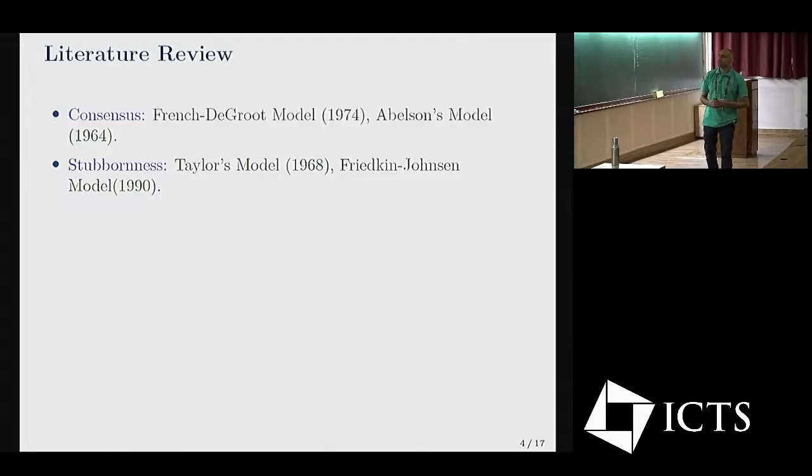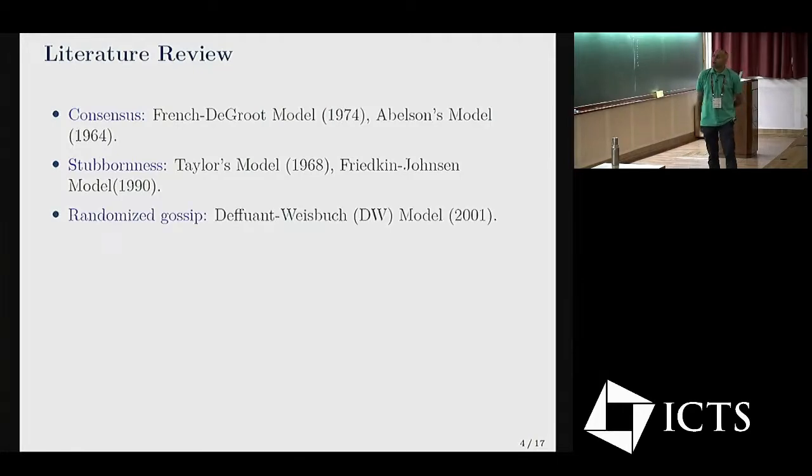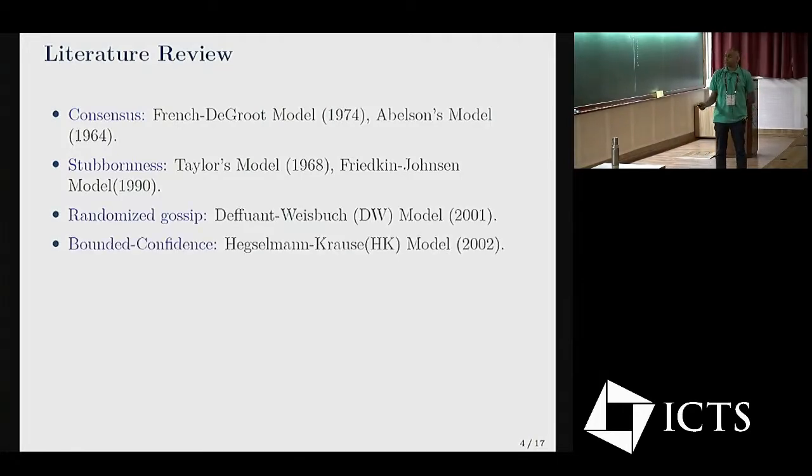But later people observed that, okay, fine, maybe people are not always seeking to achieve consensus. There is also some stubbornness that is displayed, and that could then be modeled in these models. Yes, there are many different variations, including randomized gossip and so on.